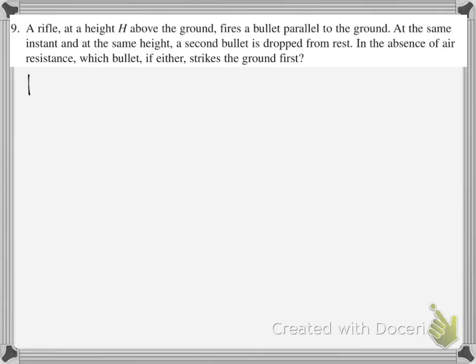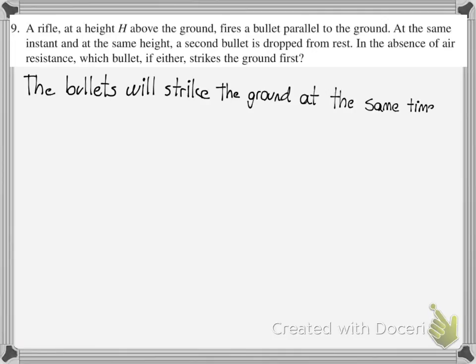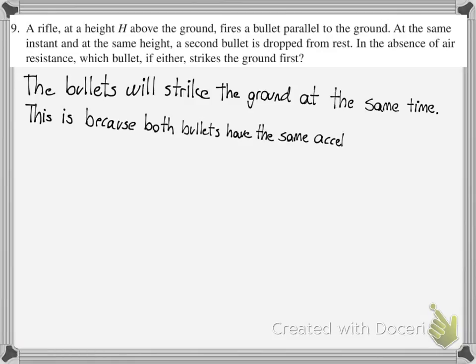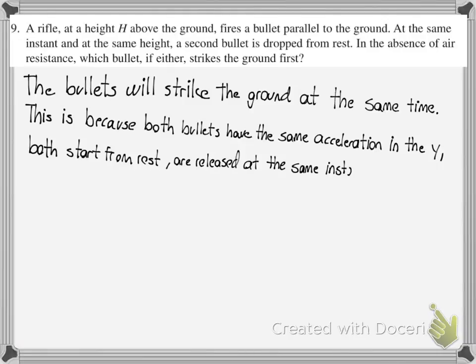This problem says a rifle at height h above the ground fires a bullet parallel to the ground. At the same instant and at the same height, a second bullet is dropped from rest. In the absence of air resistance, which bullet, if either, strikes the ground first? So the answer here is that both bullets will strike the ground at the same time. This is because the bullets have the same acceleration, they have the same distance from the ground, and they're both starting from rest vertically. Therefore, they have pretty much the same components, and were you to plug in some values for their kinematic equations, you would get that they would strike the ground at the same time.